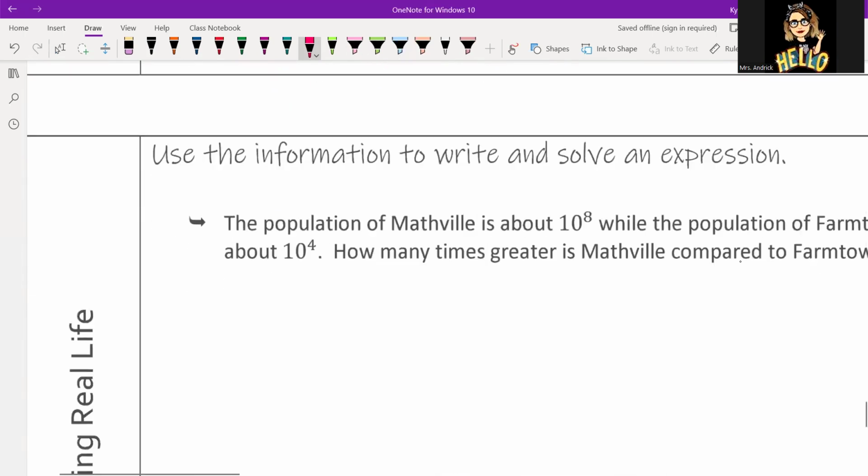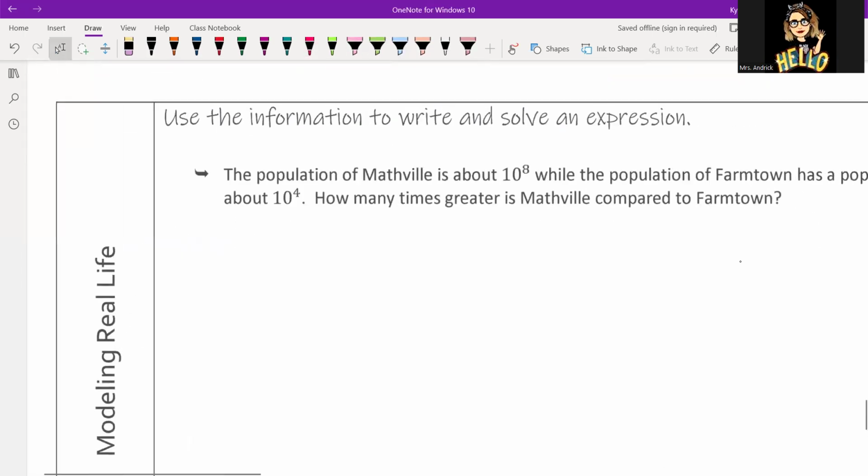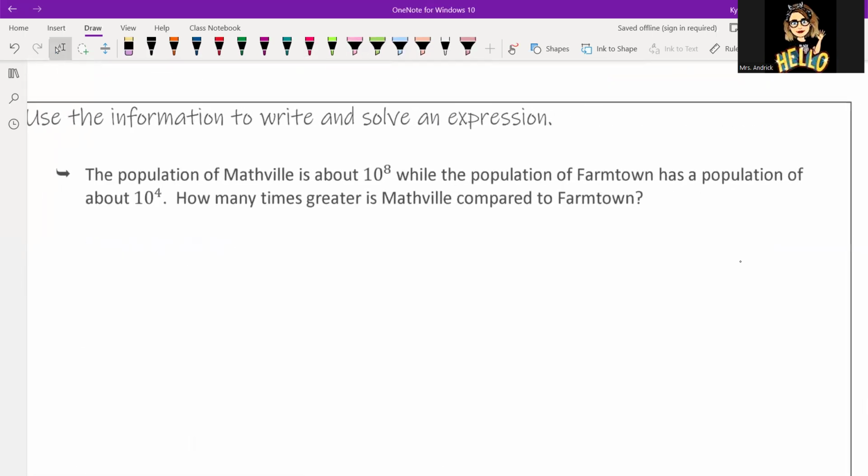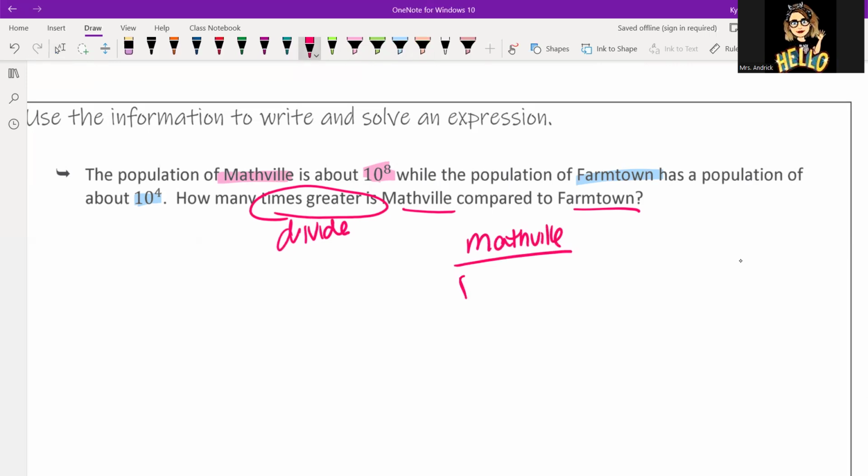Okay. This one, we have to read it. So the population of Mathville is about 10^8, and that's Mathville, whereas Farmtown is 10 to the fourth. How many times greater is Mathville compared to Farmtown? Well, if I'm figuring out how many times greater, that's telling you to divide them. And it tells you to put Mathville divided by Farmtown.